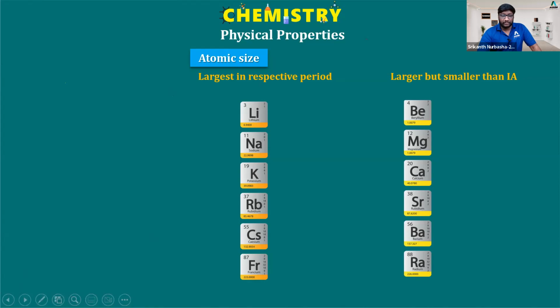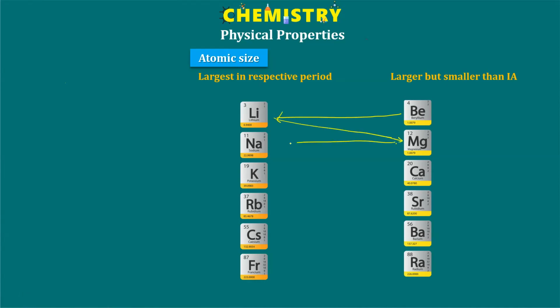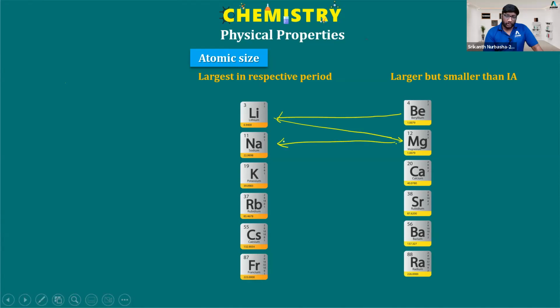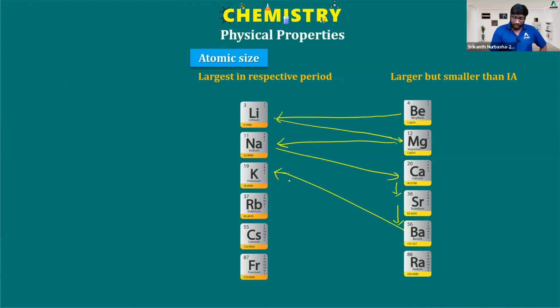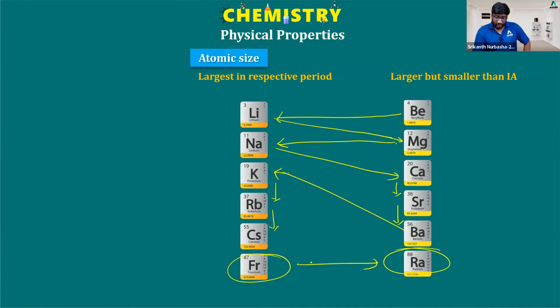Beryllium will be the least. After beryllium, you have lithium. After lithium, you have magnesium. After magnesium, sodium. After sodium, calcium. After calcium, strontium. After strontium, barium. After barium, again potassium, then rubidium, then cesium. We are eliminating francium and radium because they are radioactive in nature.